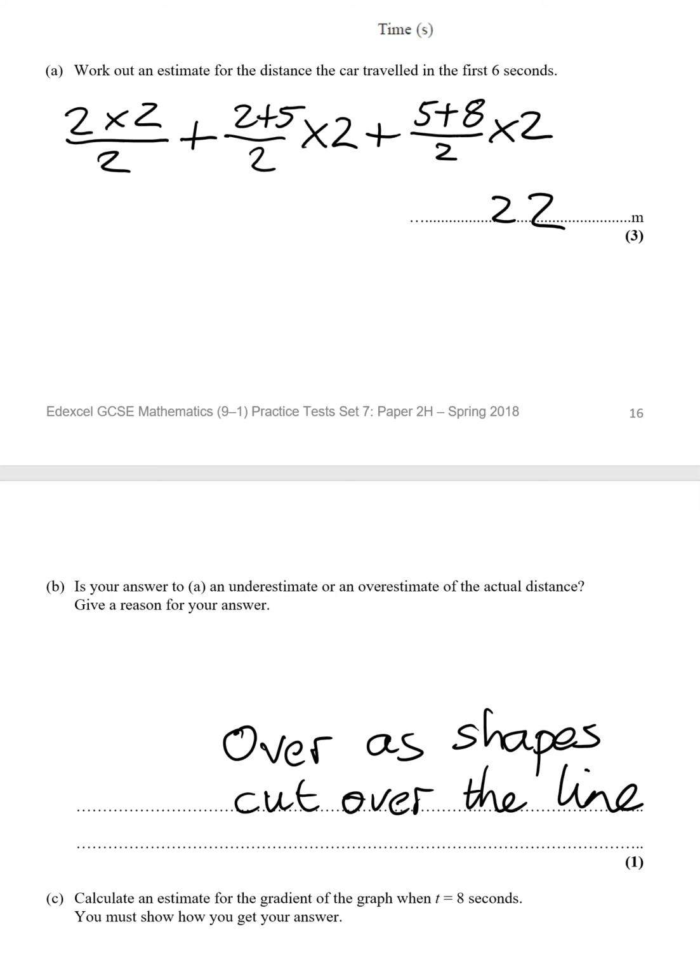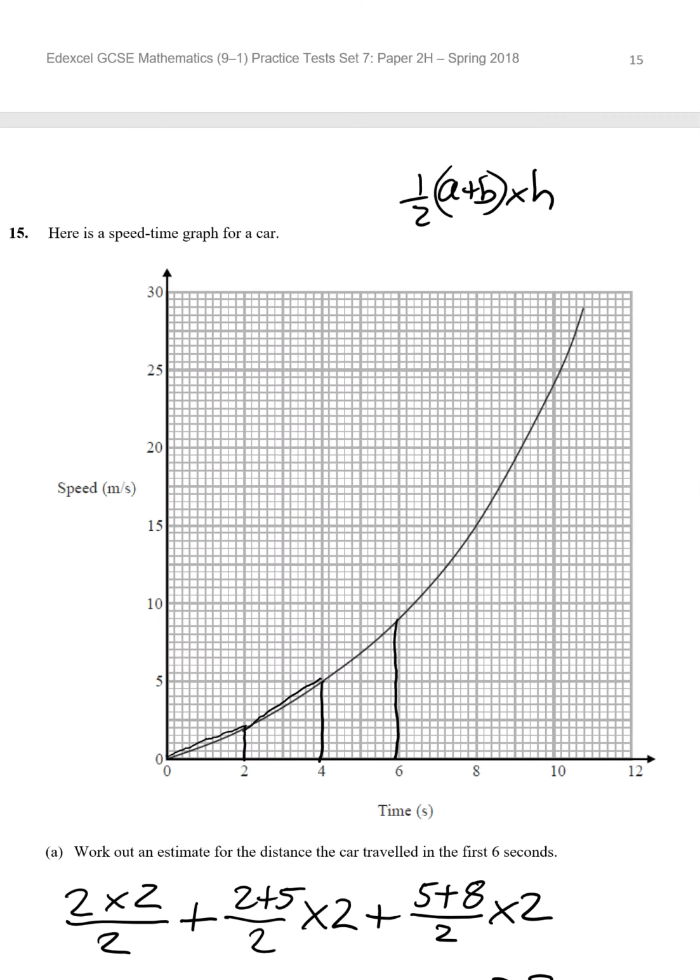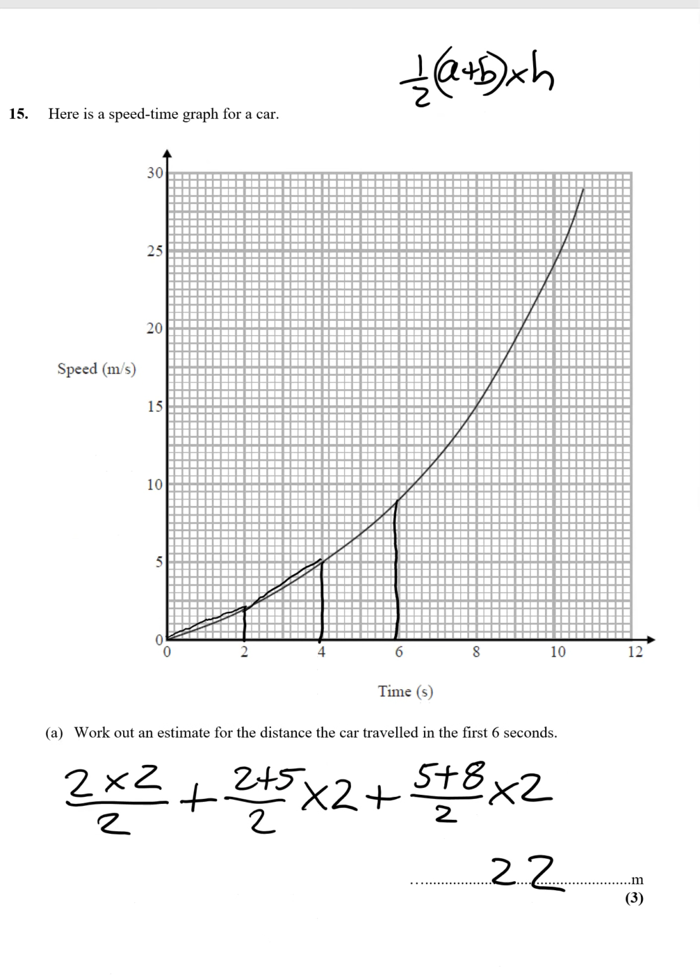Now, calculate an estimate for the gradient of the graph when t equals 8. So what we need to do is go to t equals 8, draw a tangent, and then work out the gradient of the tangent. So tangent at 8, it might all go wrong again because I'm using a ruler. Try and work to an exact value. Oh, managed it. Okay, so we need to work out from there to there.